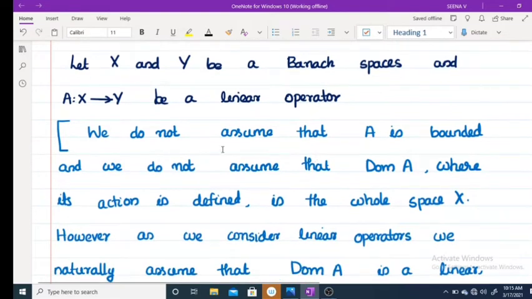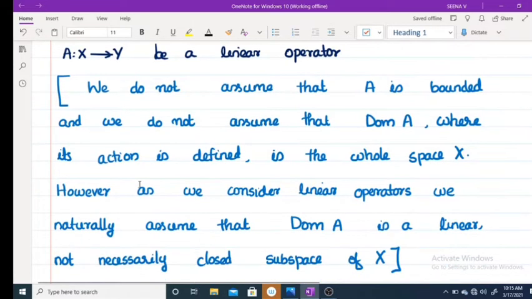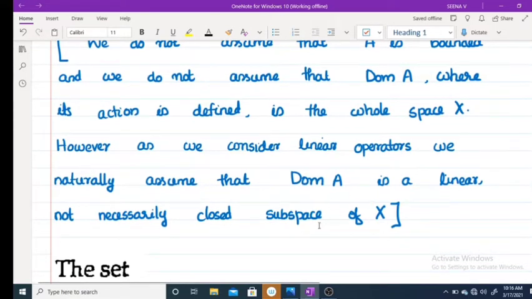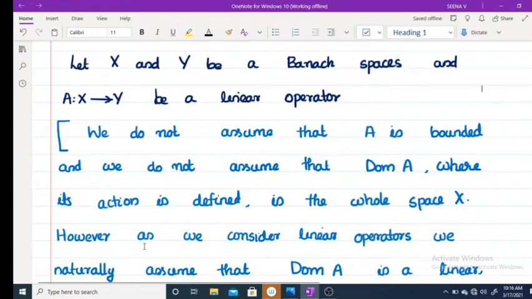In this case, we do not assume A is bounded. Also, we do not assume the domain of A, where its action is defined, is the whole space X. This A may act on some subset of X. However, as we consider linear operators, we naturally assume that the domain of A is linear. That means the domain of A is a subspace of X, not necessarily a closed subspace of X. No need to worry about these sentences.